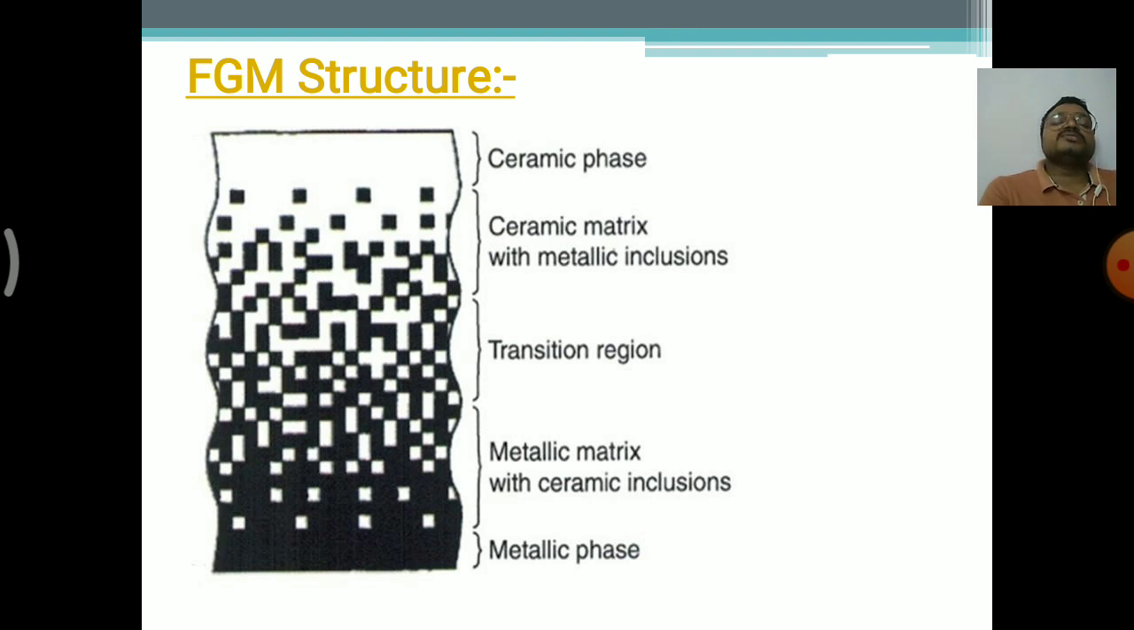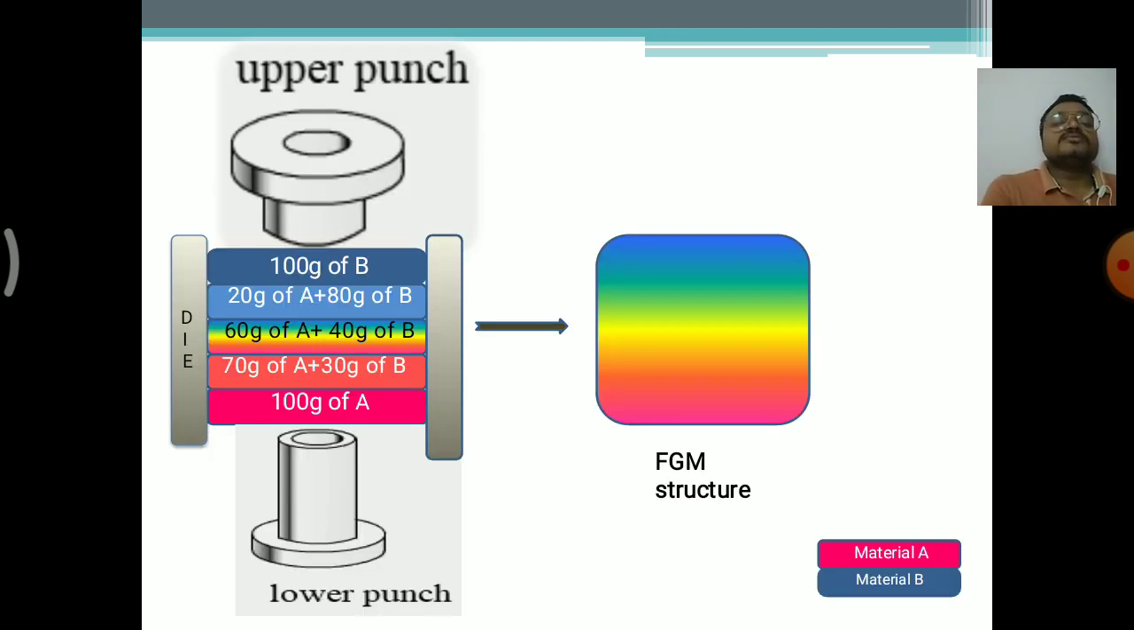Next, the last stage is the metallic matrix with ceramic inclusions. The major part of the structure is the metallic matrix and the minor part is the ceramic inclusions. The last one is the metallic phase. So here we are seeing the continuous phase, and we can briefly explain this in this slide also.